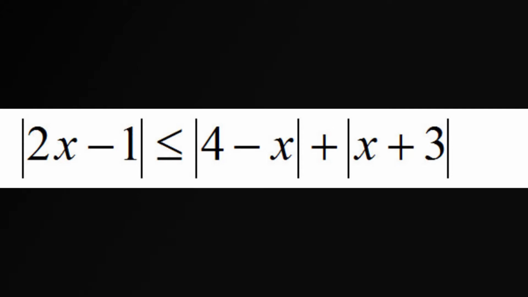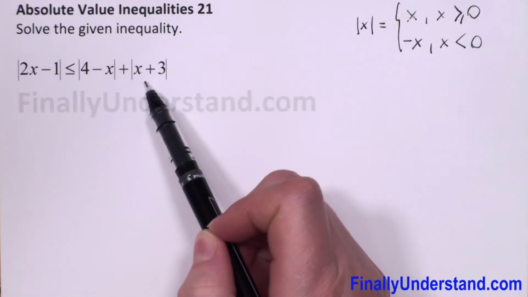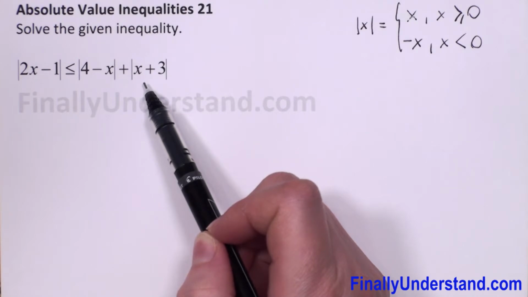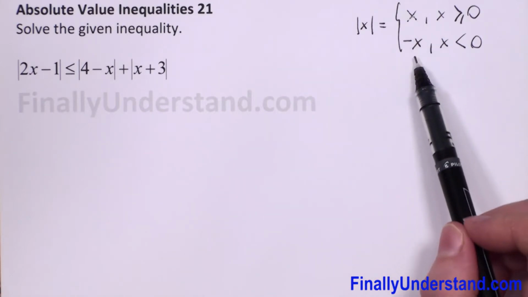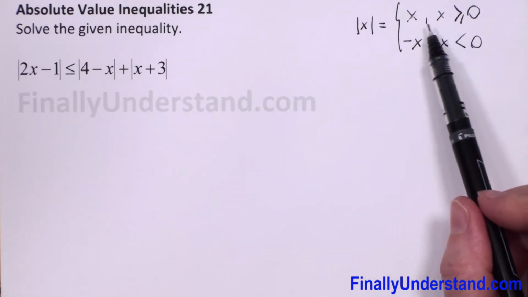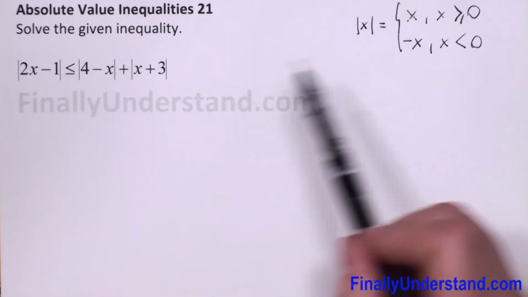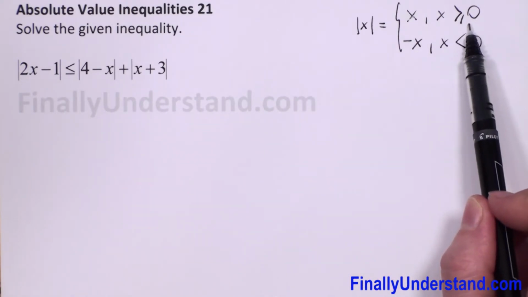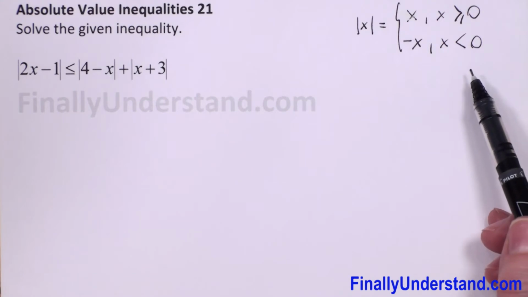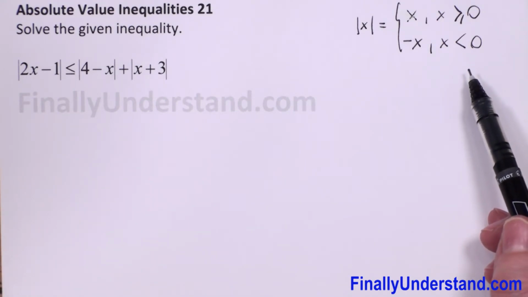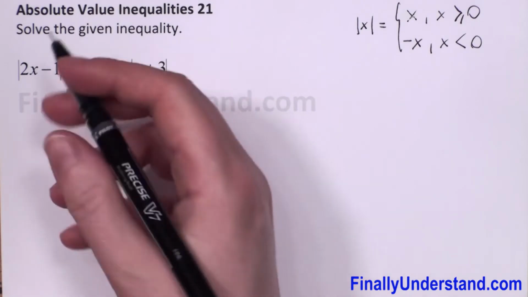Let's see our next inequality. We have 3 absolute values, so it means we have to consider 6 cases. For each absolute value, we will have 2 cases: whatever is between absolute value bars greater than or equal to 0, and whatever is between absolute value bars less than 0. Let's first calculate the intervals for which we have to solve this inequality.